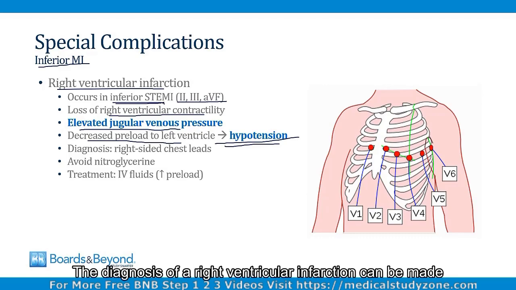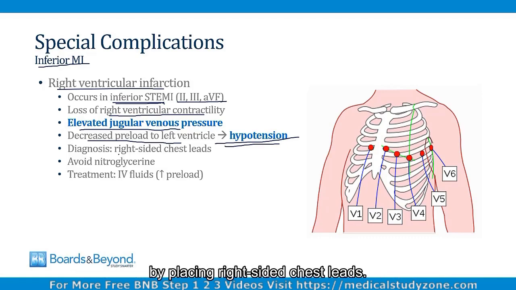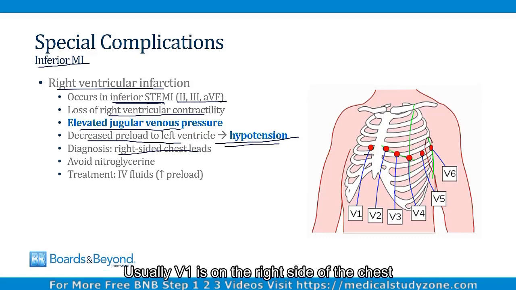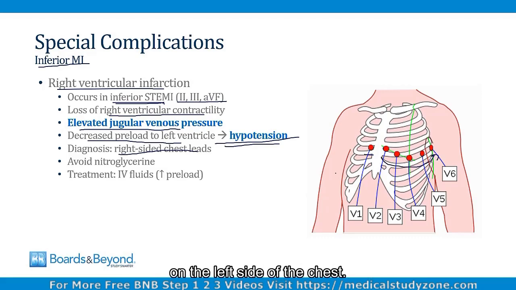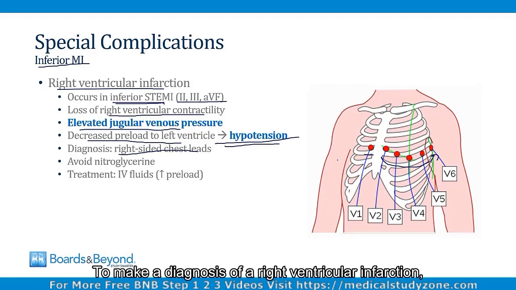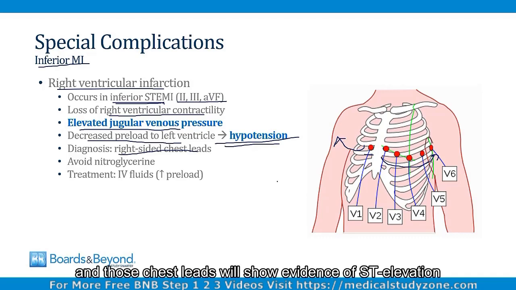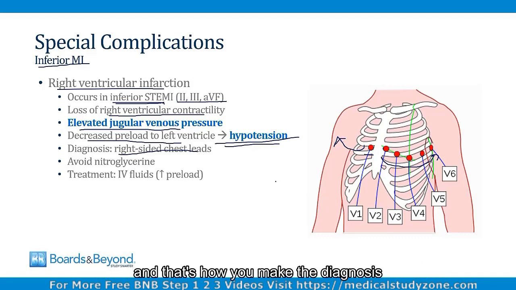The diagnosis of a right ventricular infarction can be made by placing right-sided chest leads. If you look at this drawing on the screen, this shows where the normal chest leads are placed. Usually V1 is on the right side of the chest, and then V2 through V6 wrap around the left side of the chest. To make a diagnosis of a right ventricular infarction, you place chest leads on the right side of the chest, and those chest leads will show evidence of ST elevation, and that's how you make the diagnosis of a right ventricular infarction.